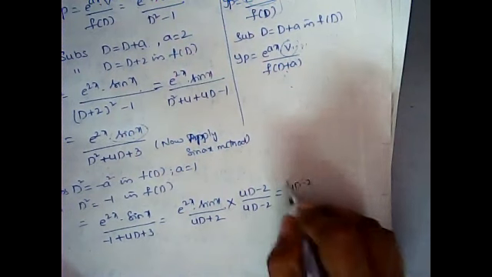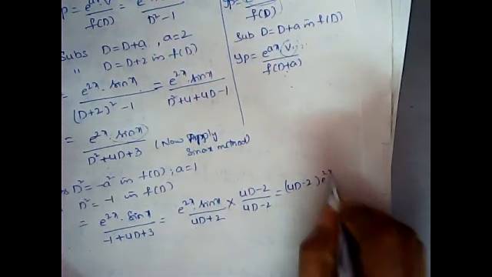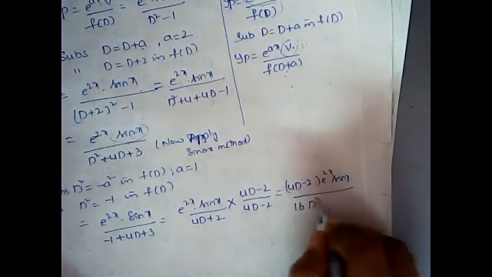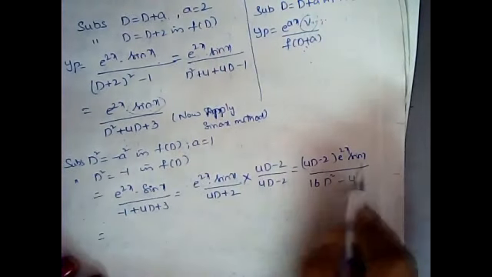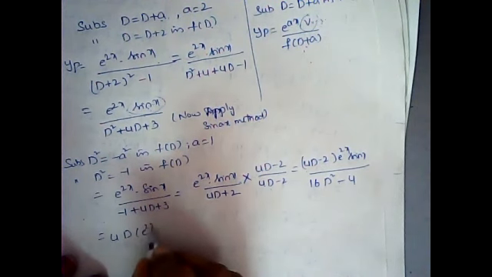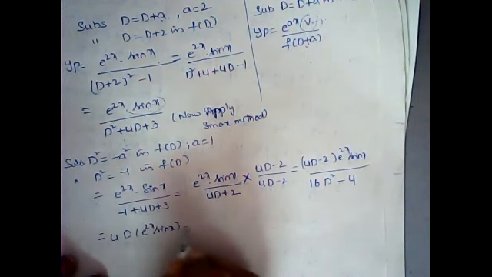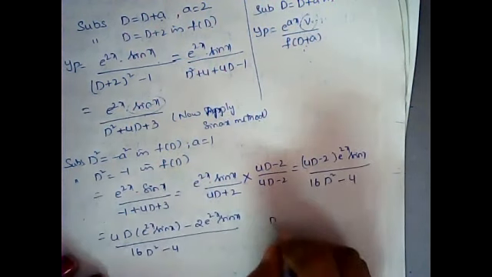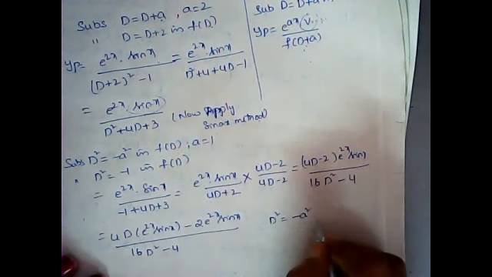4D minus 2 into e power 2x into sin x by, so (a plus b) into (a minus b), which is 16D squared minus 4. Okay, so which will be here, multiplied with it. So which is 4D into e power 2x sin x minus 2 e power 2x into sin x by 16D squared minus 4. So in the place of D squared, we need to substitute minus a squared.